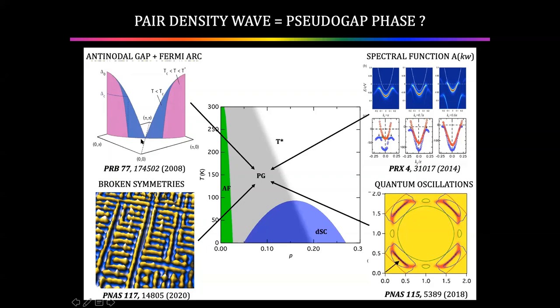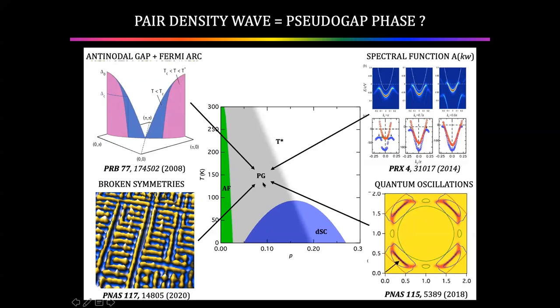But the measured electronic structure of this phase here since the early 1990s has had a large gap near the zone face and an arc in the middle of the Brillouin zone. So the gap structure of a pair density wave is highly consistent with the gap structure of the pseudogap phase. Good.